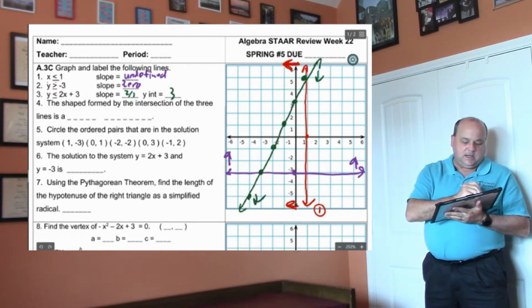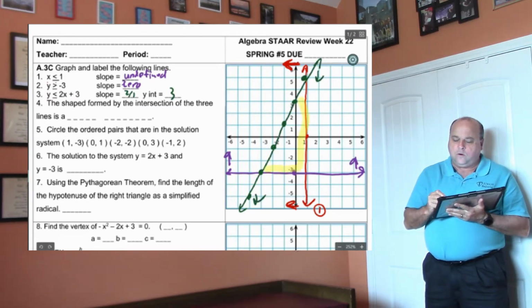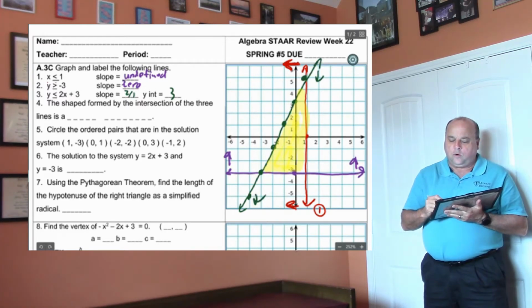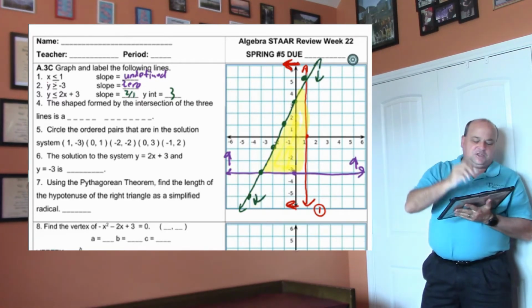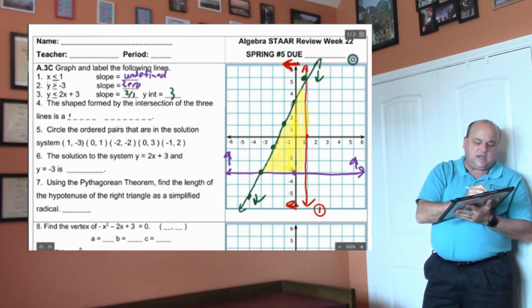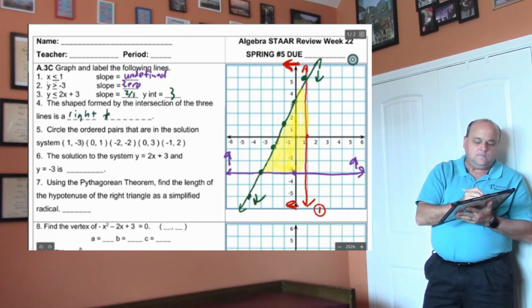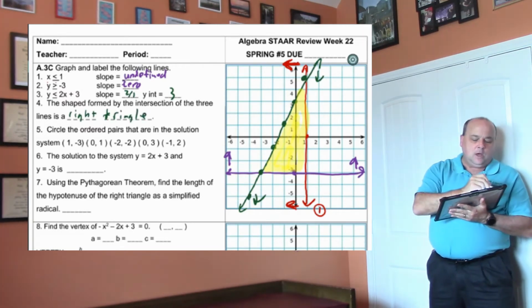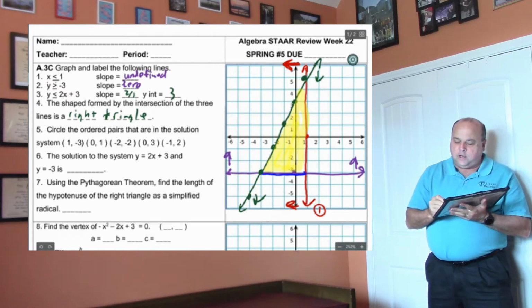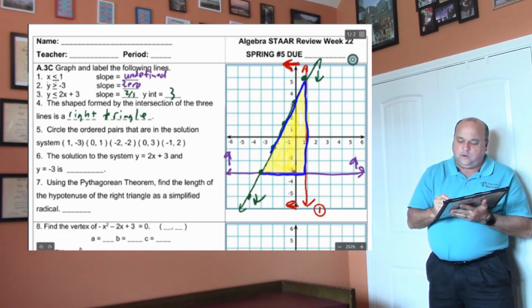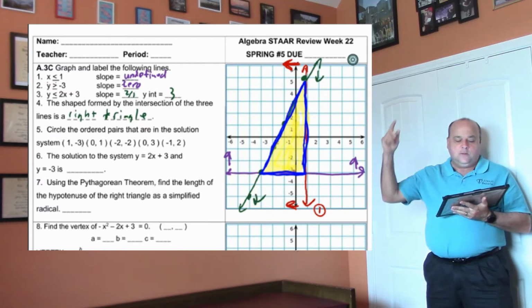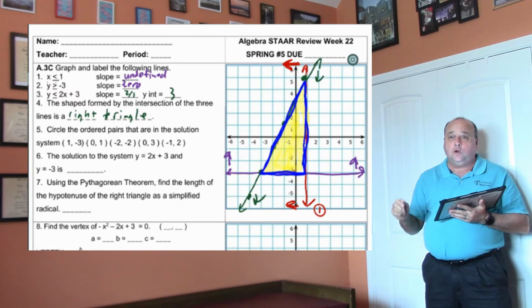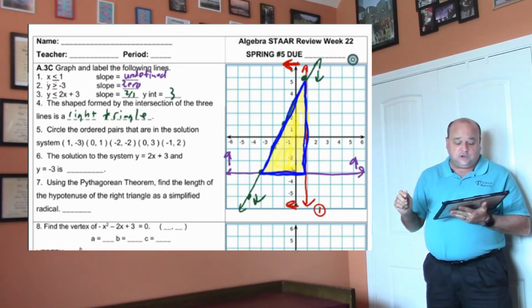So what I'm going to shade is the right triangle in it. That's more power. Now then, the shape formed by the intersection of the 3 regions is a right triangle. Now then, I'm going to let you do number 5. On number 5, if the point is on the blue line or inside the yellow, it's going to work. Okay? I'm going to let you do that on the other. So just graph them. The points that are inside the triangle or touching the blue line on my paper would be solutions to the system.